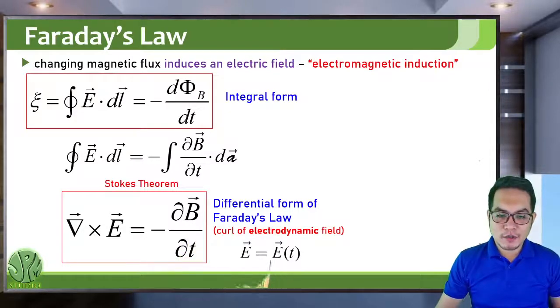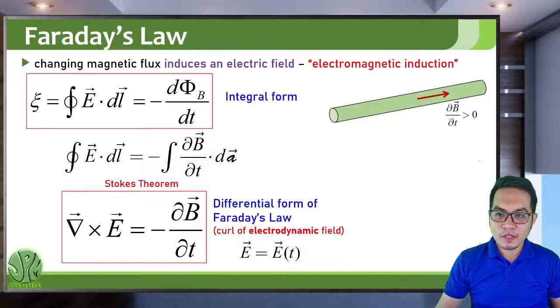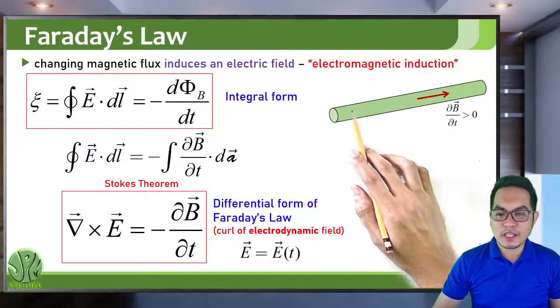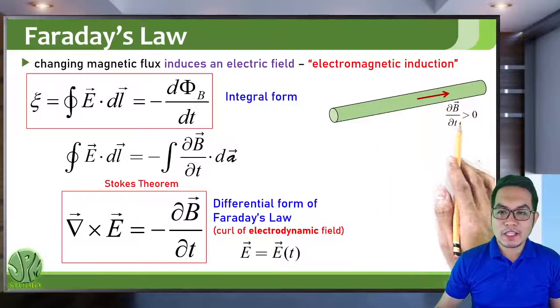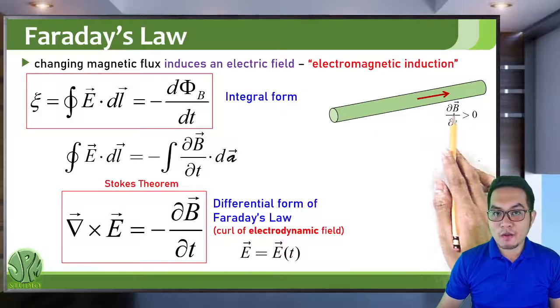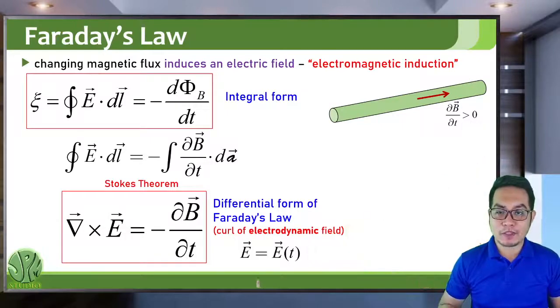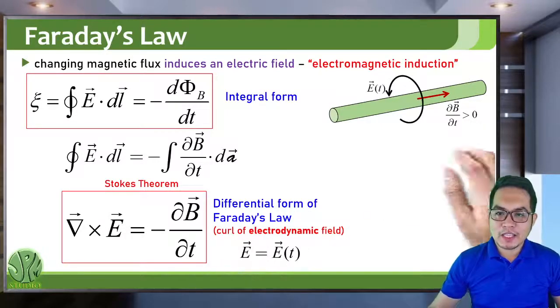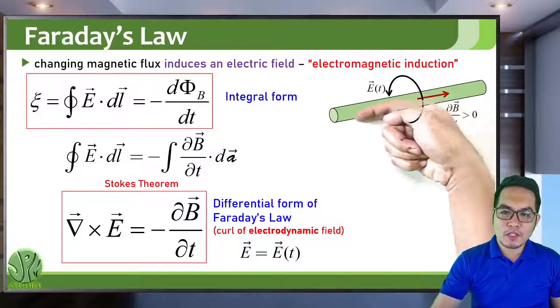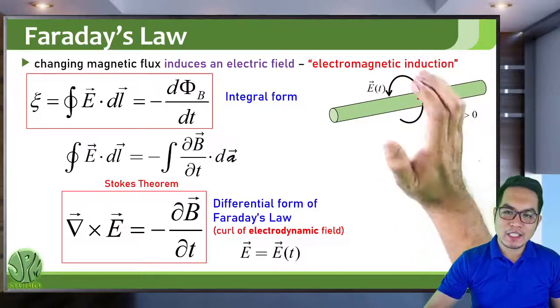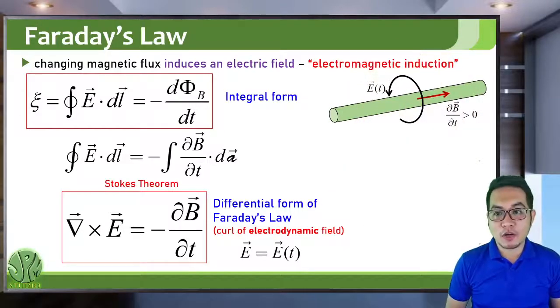So for instance, our electrodynamic field here is now time dependent. For example, you have a changing magnetic field along this conductor, and it's increasing. Its change in strength with respect to time, dB/dt, is positive. So that will create an induced electric field in the opposite direction. Therefore, there will be an induced electric field in this direction. It will curl around the magnetic field.